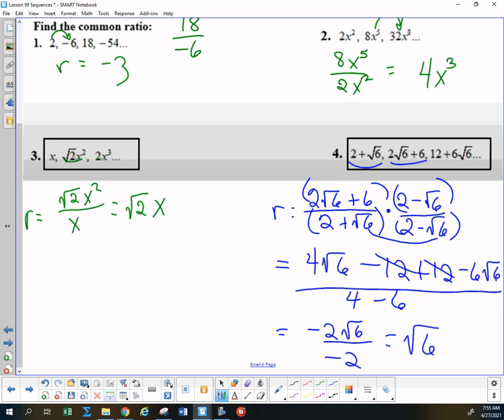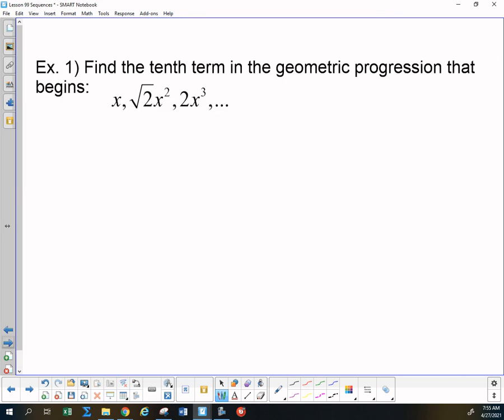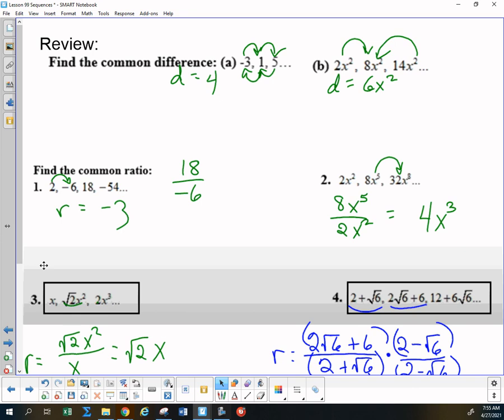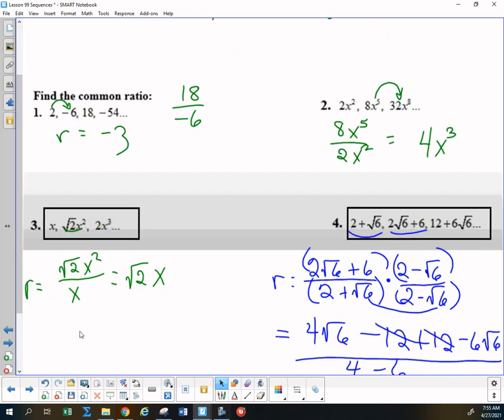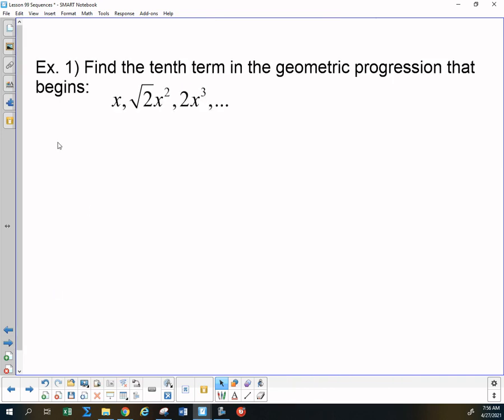All right, let's continue then. Now let's find the 10th term in the geometric progression that begins x, root 2 times x squared, 2x cubed. But that is what we just did with number 3, right? So I am simply going to copy that and paste that much in here. So we've already done the work for r.